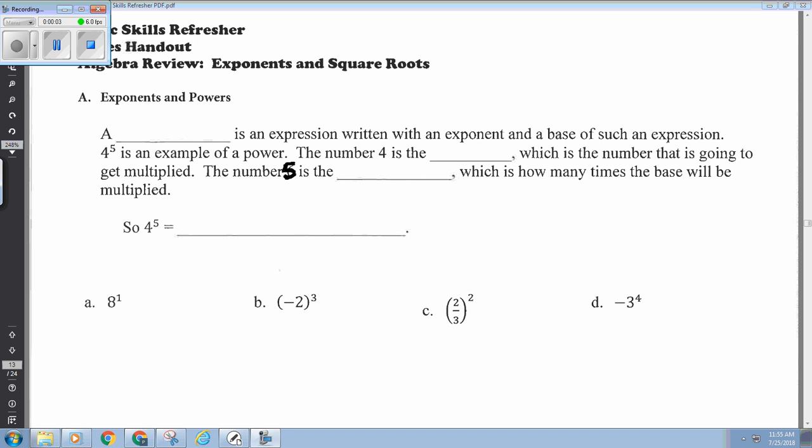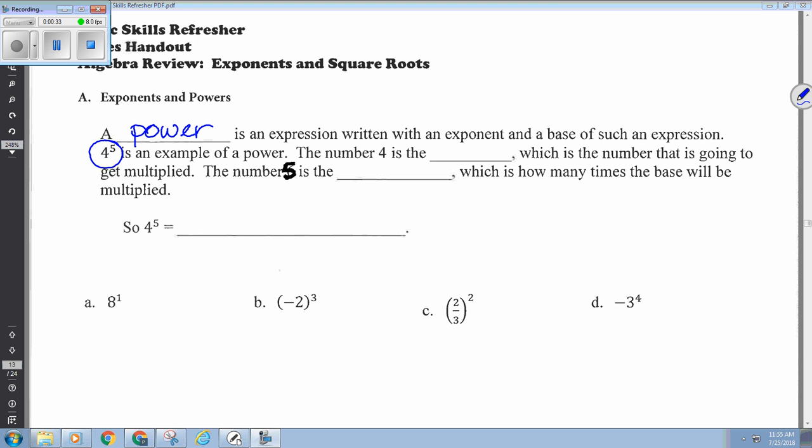The next two topics that we're going to address are both exponents, which are also known as powers, and square roots. So we're going to look at exponents and square roots. An exponent in its general format is known as a power. A power is an expression written with an exponent and a base. As you can see, I've given the example of 4 to the power of 5.